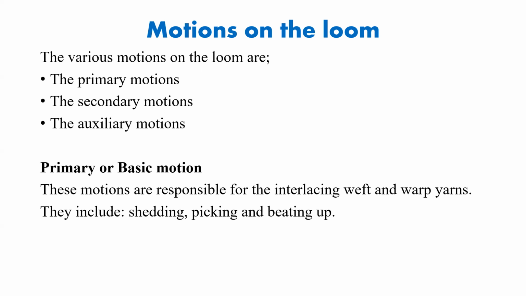So what are the primary motions? They are also called basic motion. They are responsible for the interlacing of weft and warp yarns on the loom, and they include shedding, picking, and beating up or beat up. So the primary motions are subdivided into three: shedding, picking, and beat up.